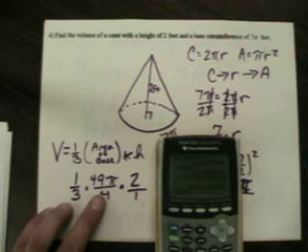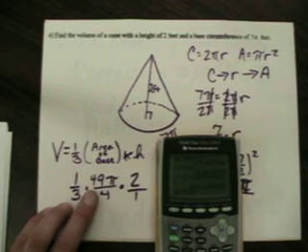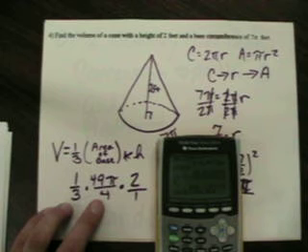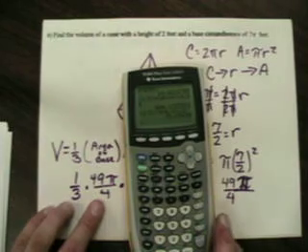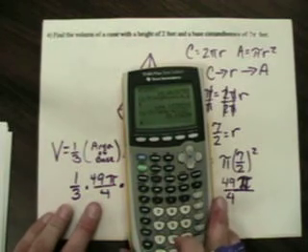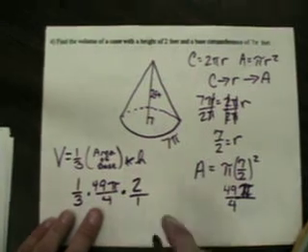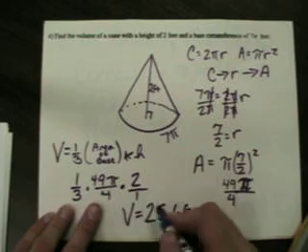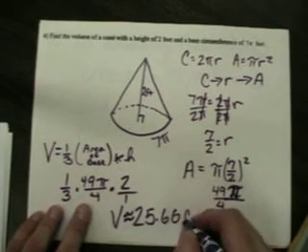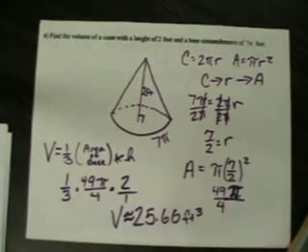Put them all in parentheses, and that way I don't have to worry about it. 49 pi divided by 4. And the last one, of course, is just 2. So there, it might be a little easier. It's kind of ugly. 25.66 is what I'm getting. And so the volume of this should be 25.66, actually about 25 feet cubed. How are we done a cone?